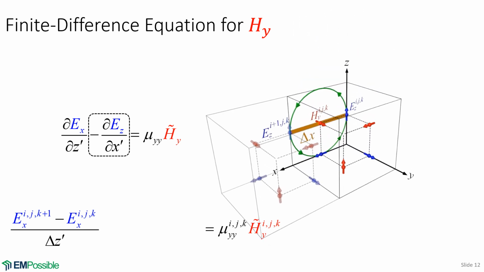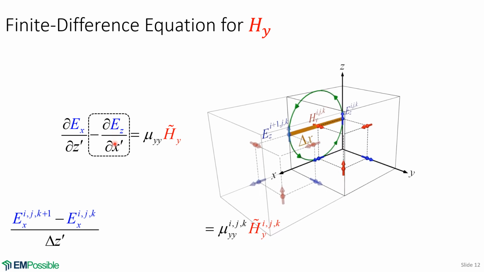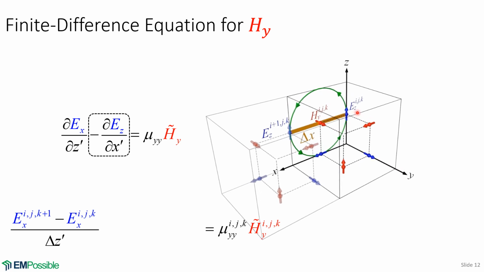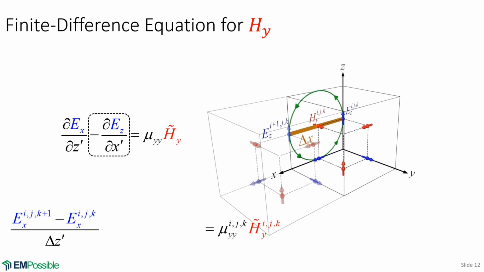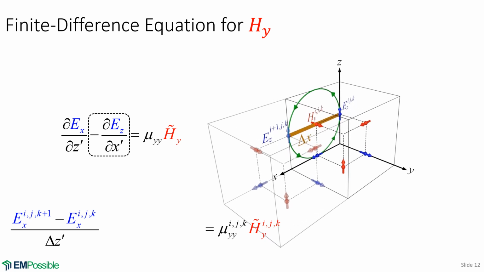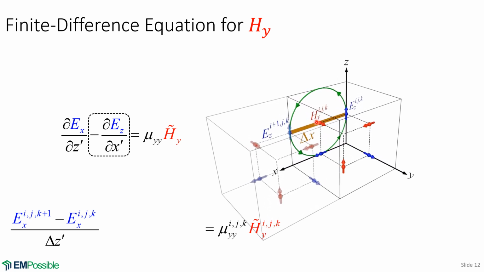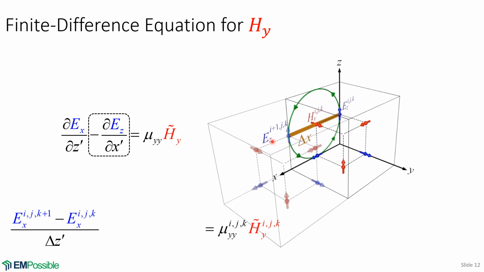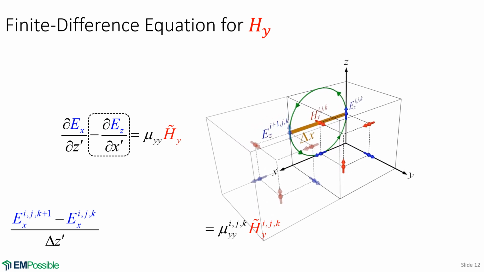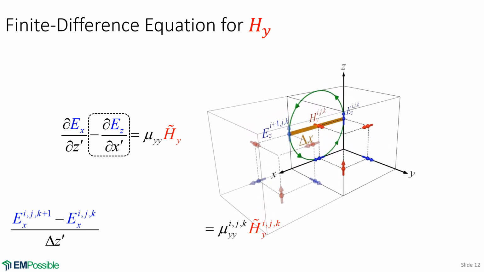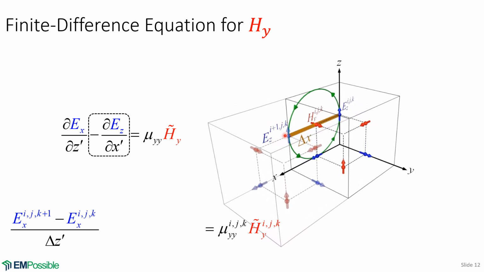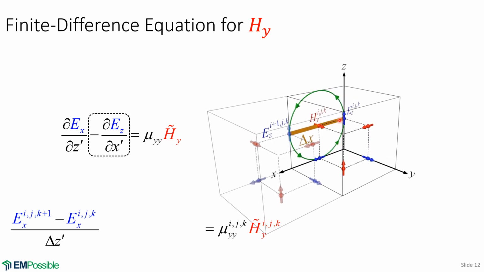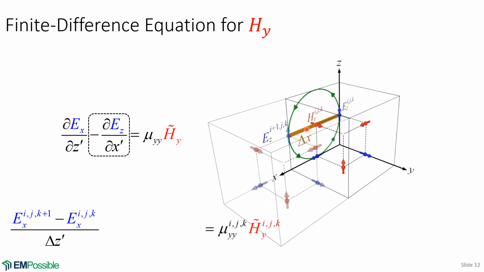On to our last partial derivative, the partial derivative of EZ with respect to X. So we go over to our Yee cell, we find EZ. We want the derivative in the X direction. We want to use a central finite difference. We want that central finite difference to exist at the same point as HY. So we need to reach to the other side of HY, and that brings us to EZ from the next cell over in the X direction. Now our finite difference approximation would be EZ from the next cell over in the X direction minus EZ from the same cell divided by the spacing between those two points, which is delta X.